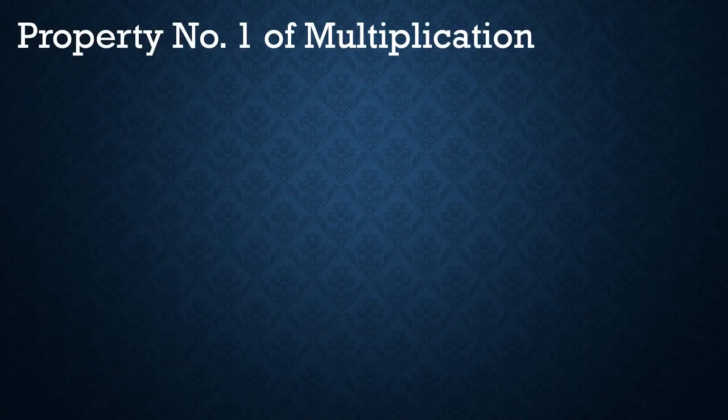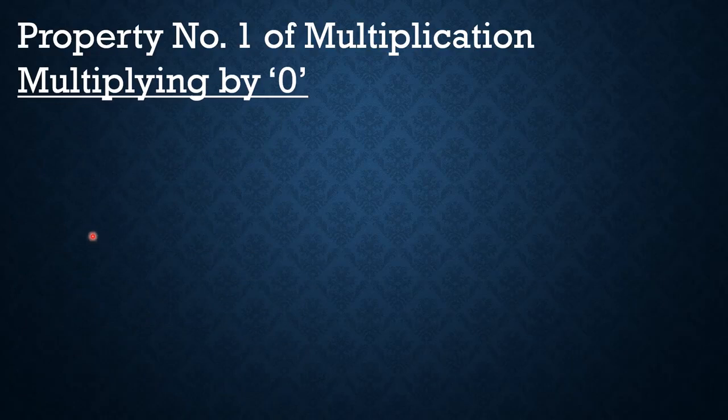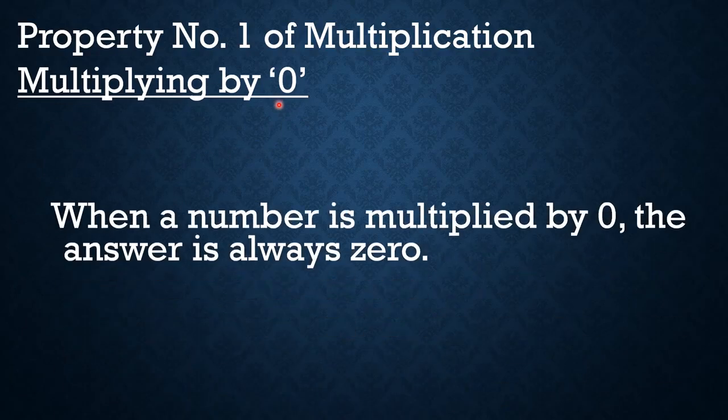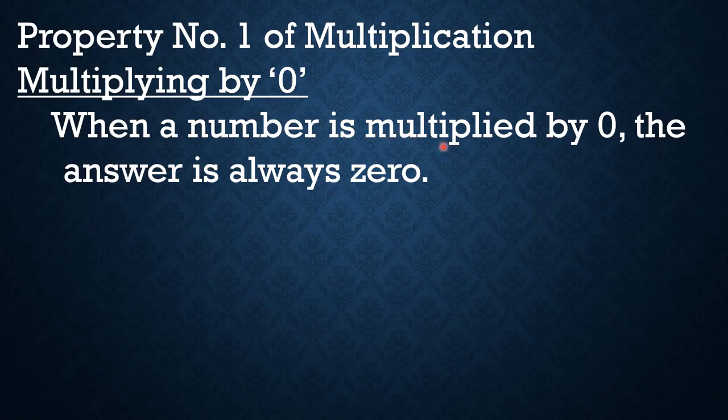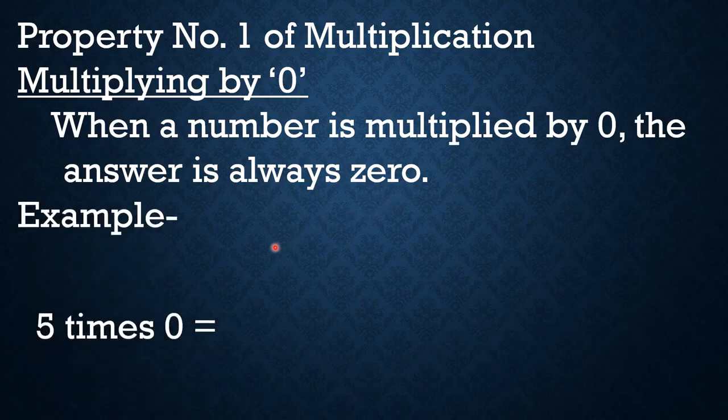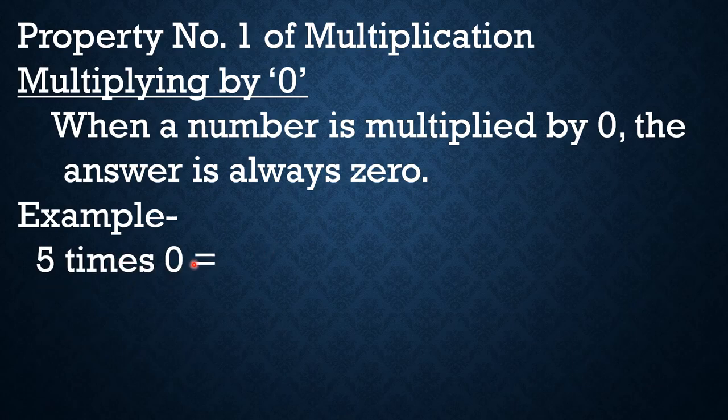Property number 1 of multiplication is multiplying by 0. So beta, when a number is multiplied by 0, the answer is always 0. जब हम किसी नंबर को 0 से मल्टीप्लाई करते हैं तो हमारा आंसर हमेशा 0 आता है. Okay, let's see with an example. 5 times 0. 5 times 0 मतलब 5 बार 0 यानी कि 0. Okay, and 5 multiplied by 0 is 0. Understood beta? Here times means multiplication.